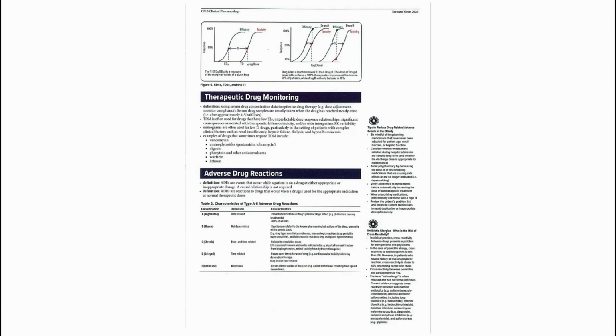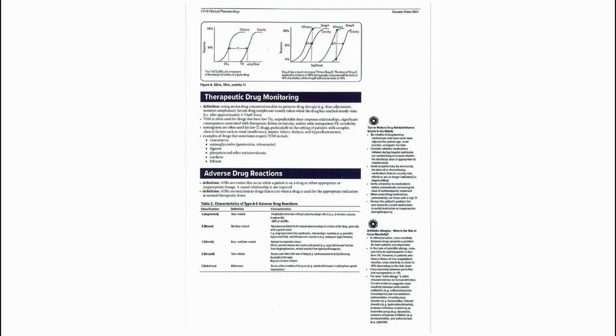Therapeutic drug monitoring, or TDM. Now let's discuss therapeutic drug monitoring. Therapeutic drug monitoring is the measurement of serum drug concentrations to optimize drug therapy. Its goals include achieving therapeutic drug levels, avoiding toxicity, improving efficacy, guiding dose adjustments, and assessing medication adherence. Drug levels are usually measured after the drug has reached a steady state, which occurs at approximately 4 to 5 half-lives.